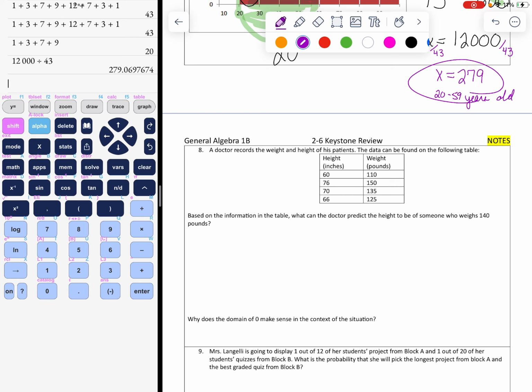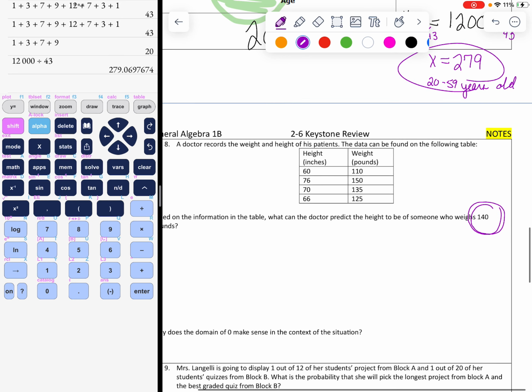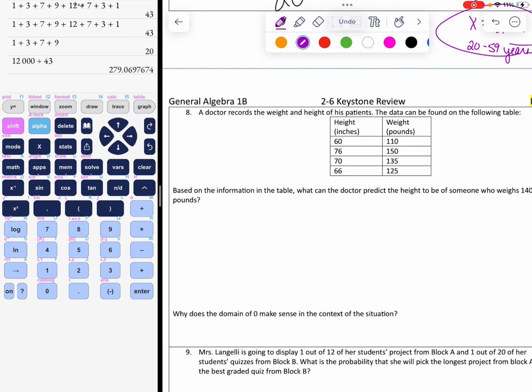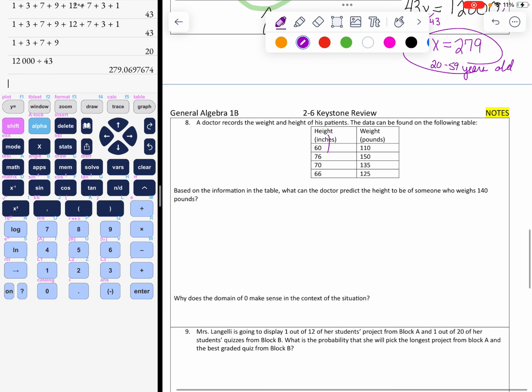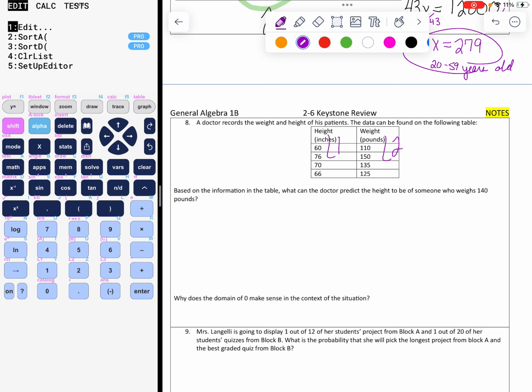So a doctor records the weight and the height of his patients, and it can be found on this table. Based on this information, what can they predict the height of someone to be 140 pounds? So we know it's got to be between these two numbers, but we're actually going to figure it out perfectly. So I'm going to put all of these numbers on L1 and all of these numbers on L2, and I can at least do that much here on my calculator.